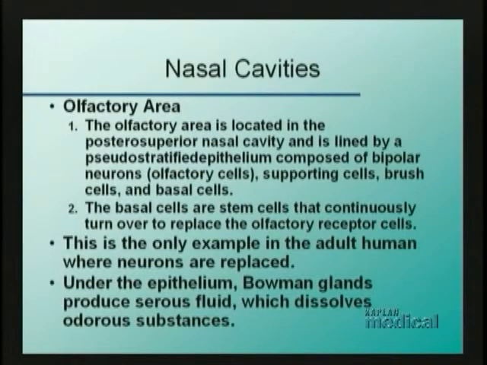The adjacent olfactory area, a small part of the nasal cavity in the upper part of the nasal cavity, is also lined by a pseudostratified epithelium, but it largely consists of bipolar olfactory neurons, their adjacent supporting cells, brush cells, and basal cells. The basal cells act as stem cells to continually replace the olfactory receptor cells, because the olfactory receptor cells are really neurons and are really the only example in the adult central nervous system where neurons are continuously replaced.